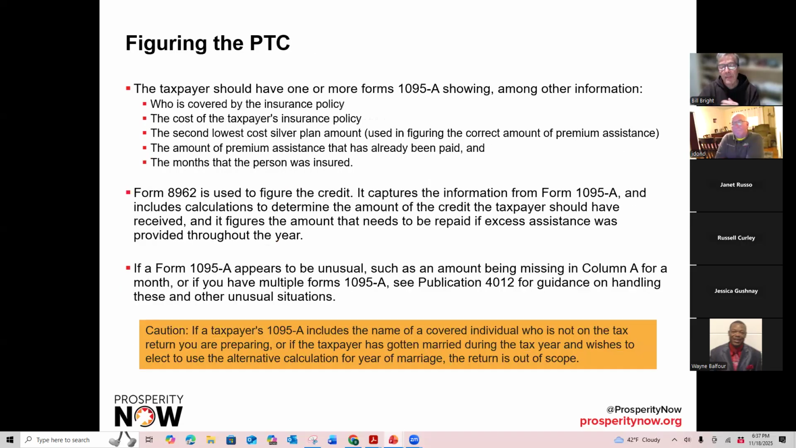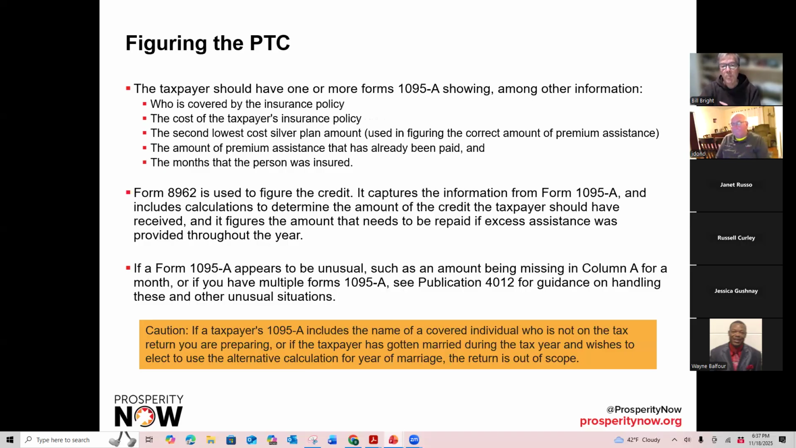One thing about the PTC is clients must bring in the 1095-A to show that they had health insurance provided by that particular insurance company. And it won't get filed if they don't.